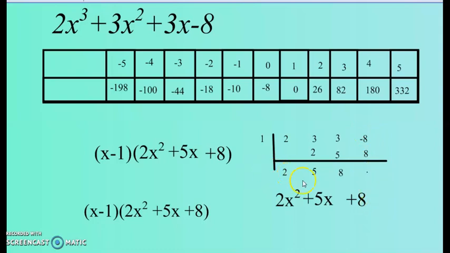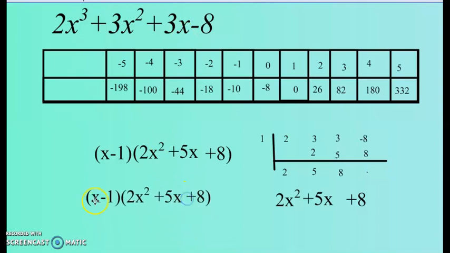So 2x squared, 5x, and 8. Those form the factor that remains. Remember, I'm dividing by x minus 1. So x cubed will now become x squared, that will become x, and that will be x to the power of 0. So my factors will be x minus 1 into 2x squared plus 5x plus 8.